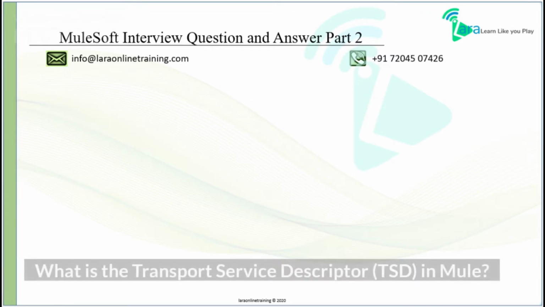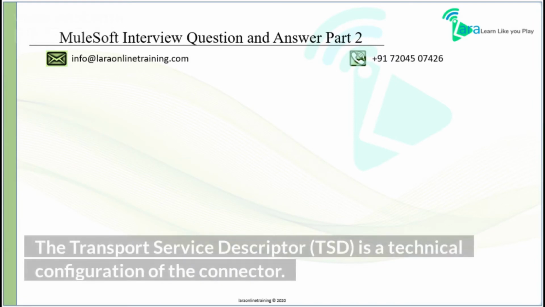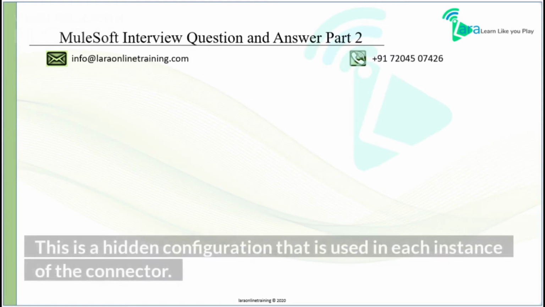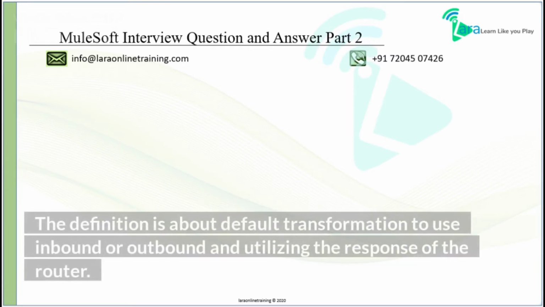7. What is the Transport Service Descriptor (TSD) in Mule? Answer. The Transport Service Descriptor (TSD) is a technical configuration of the connector. This is a hidden configuration that is used in each instance of the connector. It gives definitions to the parameters such as the use of particular parameters, what classes are required for that particular message receiver, dispatchers, and requesters. The definition is about default transformation to use inbound or outbound and utilizing the response of the router.